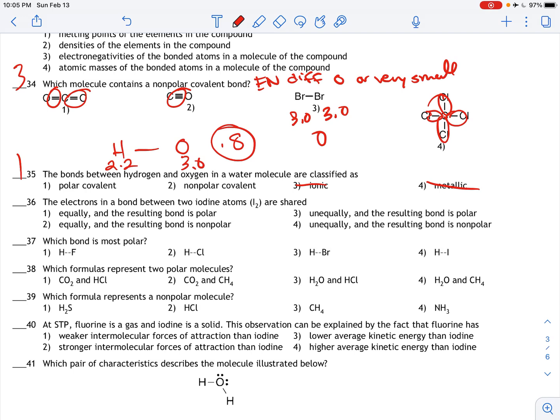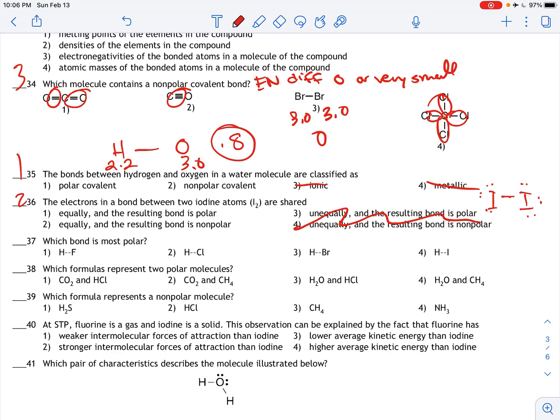The electrons in a bond between two iodine atoms are shared equally or unequally. And what happens? Well, they're both iodine. I'll give them both hats. So whatever their electronegativity is, it's the same. So it's going to be shared equally. And we call that a nonpolar bond, meaning neither one is pulling harder.